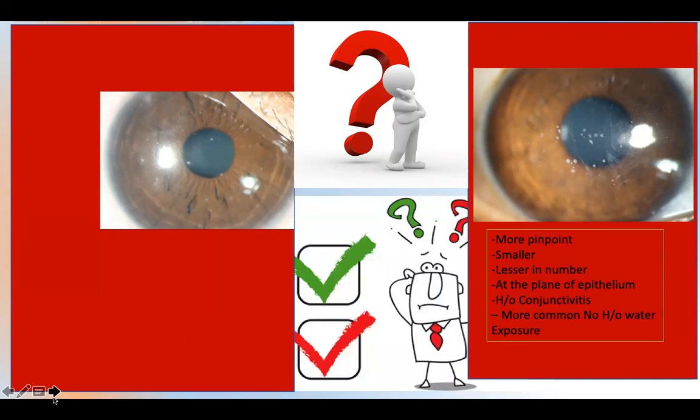This presentation is meant to confirm the comparison between the punctate epithelial keratitis in case of viral lesions and microsporidial. What are the differences? In microsporidial, it's more pinpointed. The other one looks hazy, like you mentioned. Smaller, lesser in number, epithelial level.